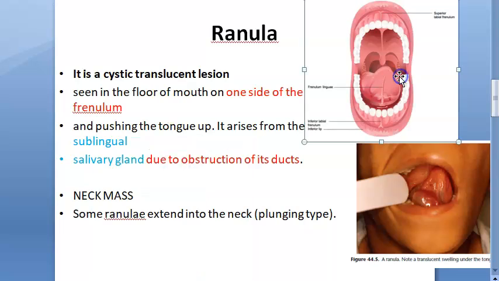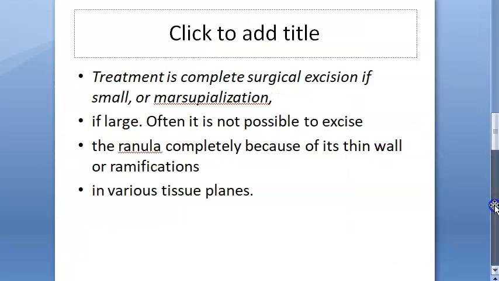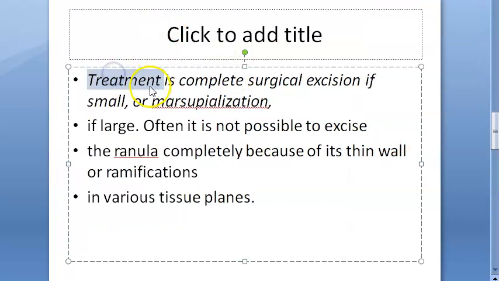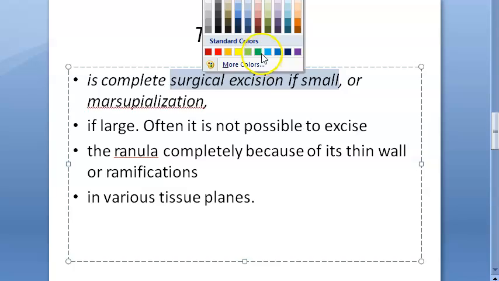And on one side of it, you will see this translucent cystic lesion. And from where is it coming? It is coming from sublingual gland, sublingual salivary gland when there is obstruction of its duct. How will you treat this, guys? You will excise it if it is small. So if it is small, you can excise it. Then what do you do if it is large?